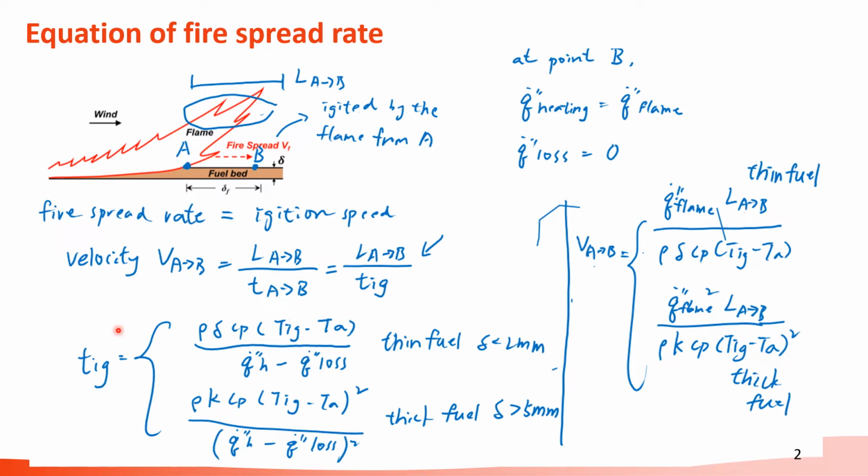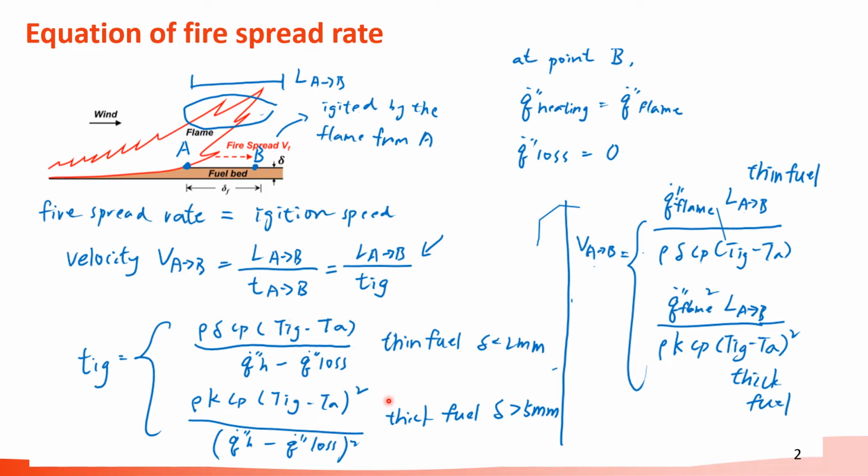So how do we calculate the ignition time? The ignition time can be determined by the density times the thickness of the fuel times the heat capacity times the ignition temperature minus the ambient temperature, divided by the total heat flux. This first equation is for the thin fuel, where the thickness of the fuel should be less than 2 mm.